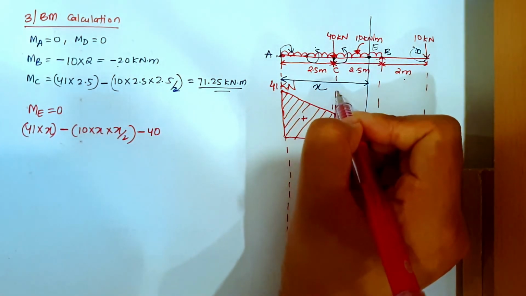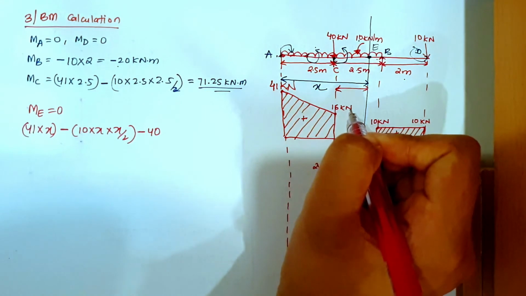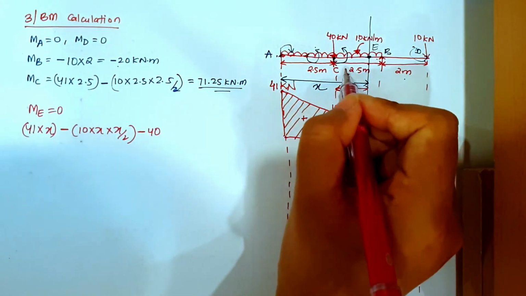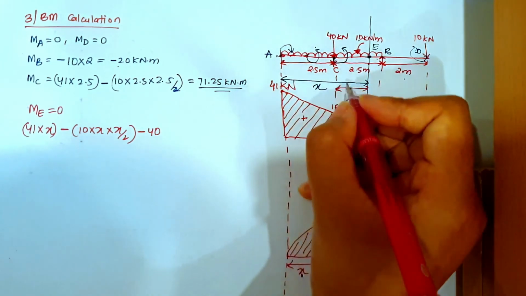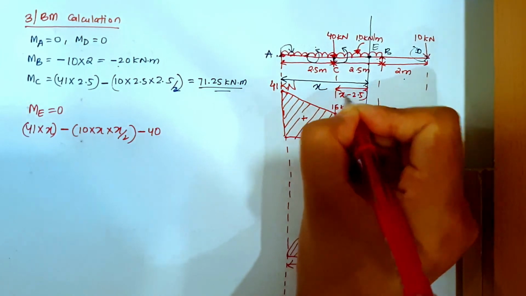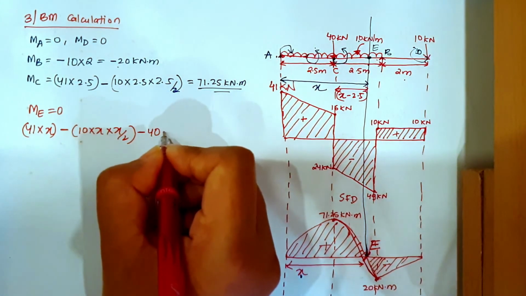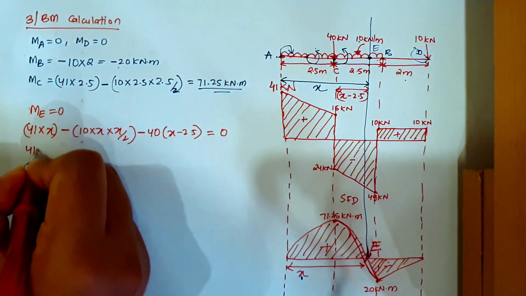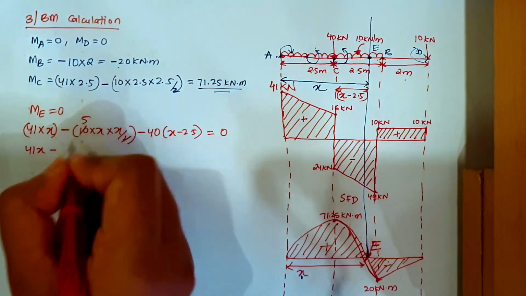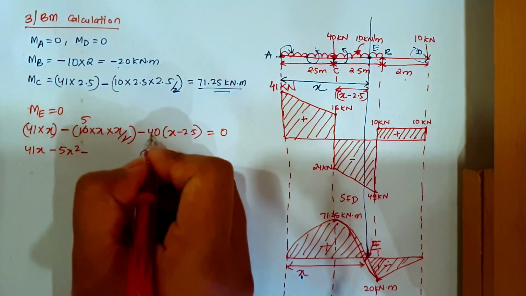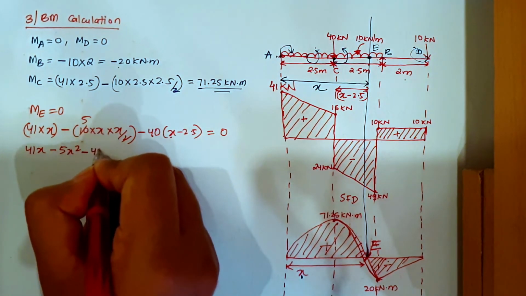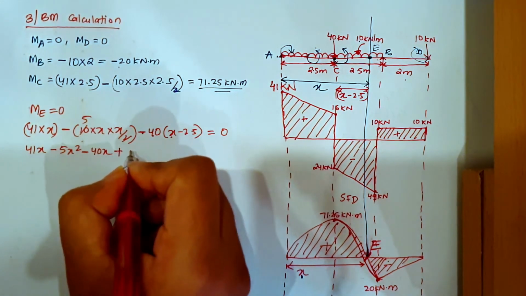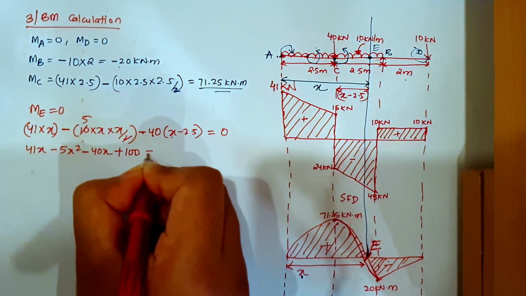Now the point load is acting from this point, and its distance is only from here to here. We don't know the distance from here to here, so we are assuming from here to here x, and since from here to here is 2.5 meters, this distance will become x minus 2.5, right? So it will be 40 into x minus 2.5 equals 0. Now from here I'll get 41x minus, if I cancel this it will be 5, so 5x square minus 40 into x will be equal to minus 40x minus 40 into minus 2.5 will be plus 100 equals 0.